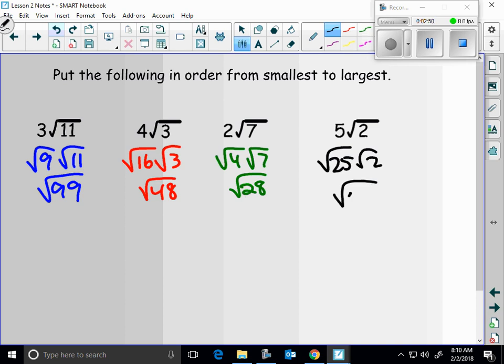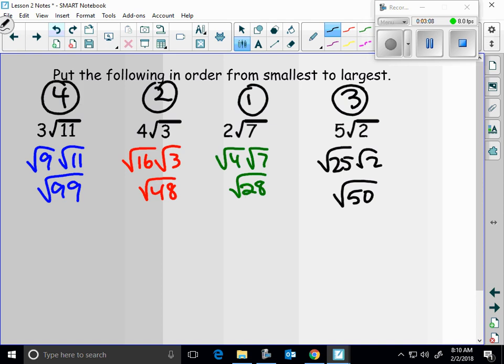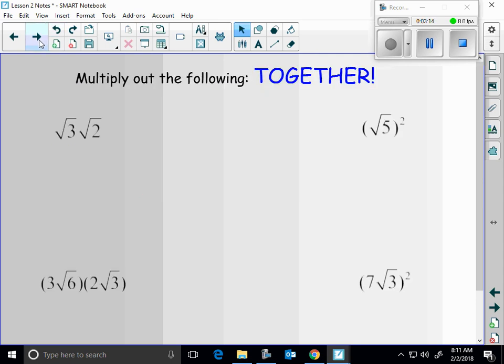And so now we can put them in order from least to greatest. Oh, from smallest to largest we want to go. So smallest would be this one. Next would be this one. Then 5 root 2. And then our largest would be 3 root 11. You need to unsimplify before you can put those in order from least to greatest.